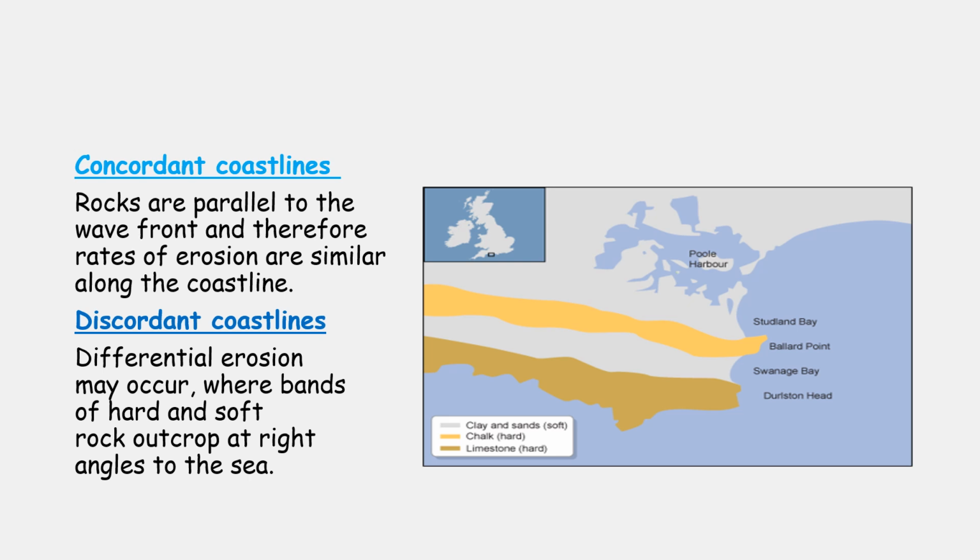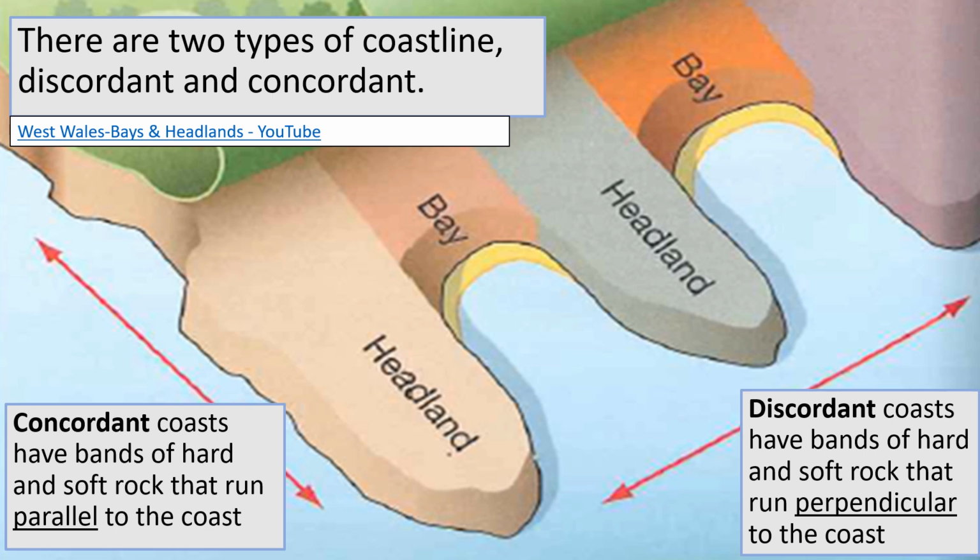So, we have 2 types of coastline, like I've said already. We've got concordant coastline, which is at the south of this picture where we can see the limestone facing the sea, and we've got discordant coastline, which is where different types of rock face the same piece of water. So if we look here, we've got Studland Bay, Ballard Point, Swanage Bay and Durlston Head. This is a mixture of clay, chalk, clay, limestone, and the clay is the soft rock which is going to erode faster. And this eventually forms what is known as headlands and bays. So I'm just going to show you a quick diagram of how headlands and bays form.